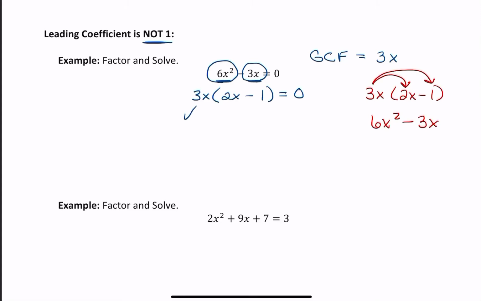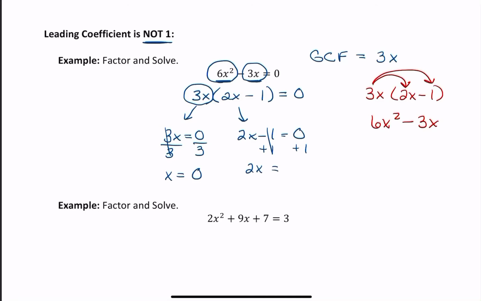I'm still going to set each term equal to 0. So this in itself is a term. And then the 2x minus 1 is also another linear factor. So here, anytime you have 3 times x equals 0 or any constant, if you just divide by that constant, 0 divided by any number is still 0. And then over here, I'm going to add 1, which will give me 2x equals 1, and then divide by 2. So x equals 1/2. So my two solutions are x equals 0 and x equals 1/2.